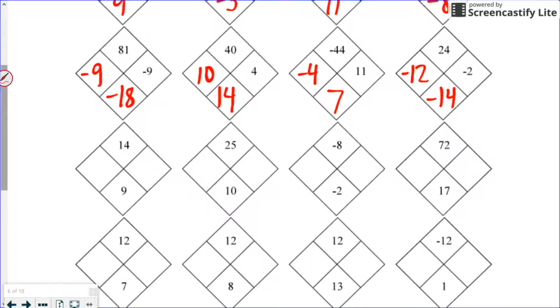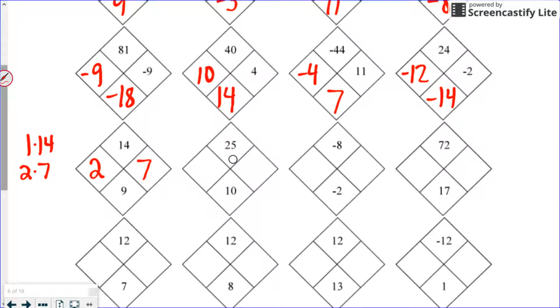All right, next set of boxes, they give us what they multiply to and what they add to. You've got to find the two factors. So if I'm looking for two numbers that multiply to 14 and add to 9, my factors of 14 are 1 and 14, or 2 and 7. This adds to 15, this one adds to 9, so 2 and 7.